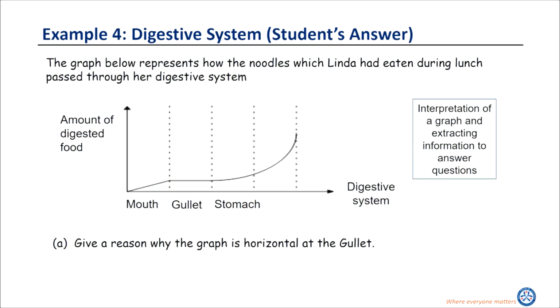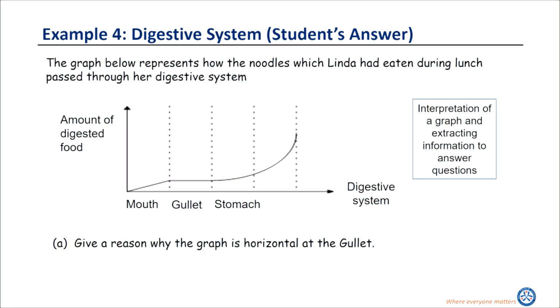Let's move to example 4, which stays with the topic digestive system. This question requires a student to show an understanding of another important process skill, which is the interpretation and analysis of graphs. Let's look at the question. The graph below represents how the noodles which Linda had eaten during lunch passed through her digestive system. Give a reason why the graph is horizontal at the gullet. So it is another question that requires a reason.